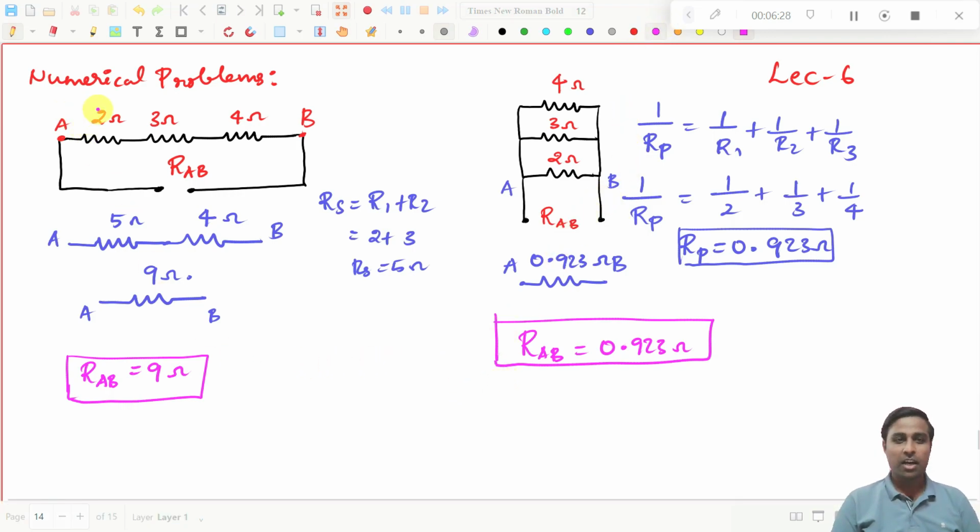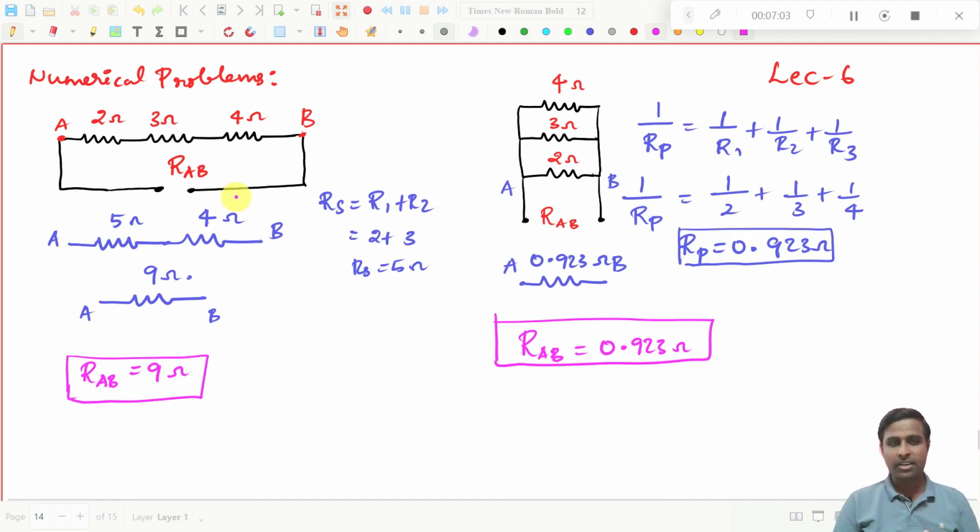This is 2 ohms, 3 ohms, 4 ohms connected in series. The same 2 ohms, 3 ohms, 4 ohms is connected in parallel. And now you see here, if these three resistors are connected in series, then the effective resistance between point A and point B is increased to 9 ohms. If I don't have 9 ohms, I have only 2 ohms, 3 ohms and 4 ohms, then I can connect all these three in series to get an effective 9 ohms resistance between point A and point B.